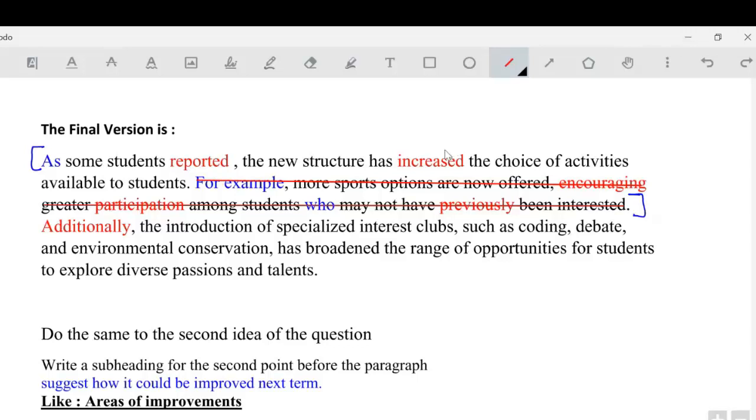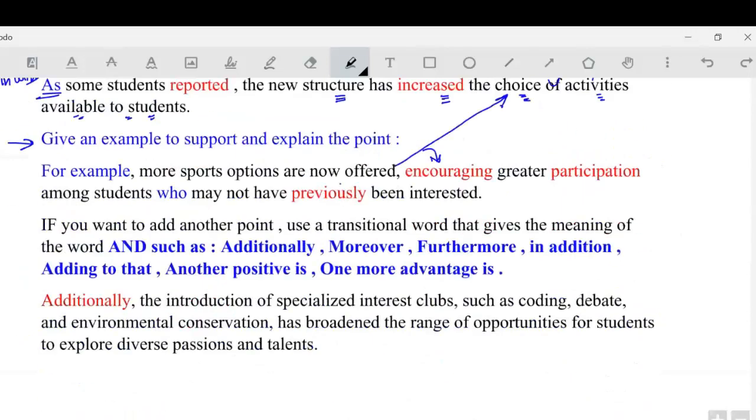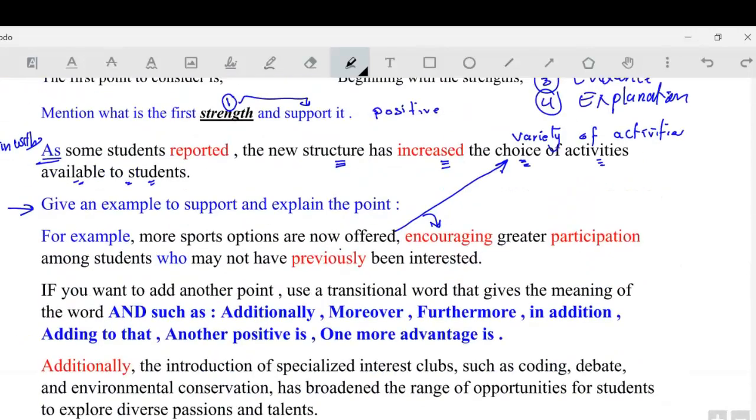What I did for point number 1, if I deleted this part that I crossed. What happened now if I deleted this part that I struck? The first idea won't make any sense. Or it makes sense, but it is not supported. It's not explained. There is not enough detail for this point. Okay, I just wrote a point, then I jumped to another point. Clear? So now we wrote the first positive, then give an example about the first positive. Okay, now point 1 is done.